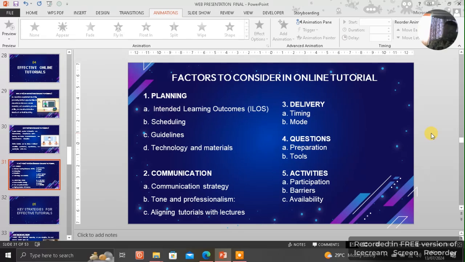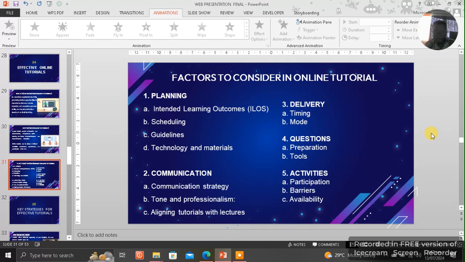confuse the learners. Solve example problems, introduce advanced and more challenging problems in a scaffolded, step-by-step way, and seek to prepare students for assessment. So you have to align tutorials with the lecture. You have to do that.